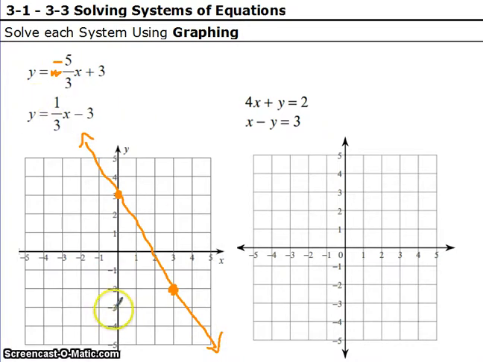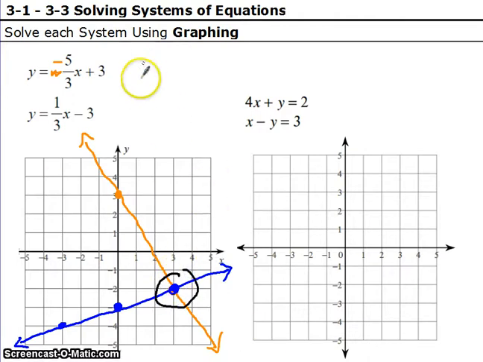Then we'll plot our y-intercept here, and let me use a different color for our second line. So y-intercept of negative 3, and we'll go up 1, right 3. Crosses right there. Remember, we could also go down and left if we want to do that. Draw our line through there. You can probably see where that solution is going to be, where these two lines intersect.